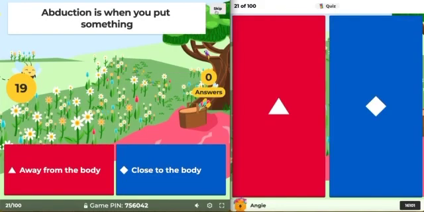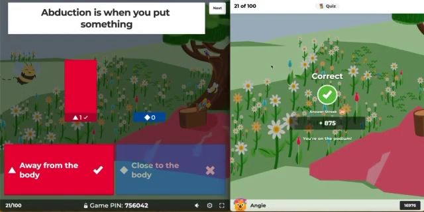Abduction is when you put something away from the body. So when you're abducting, you're not adding, you're abducting. You're putting it away from the body. Once you adduct, you have to abduct. Adduct, abduct.